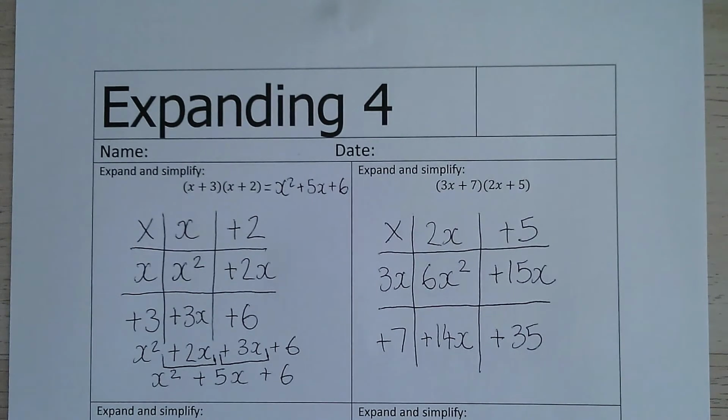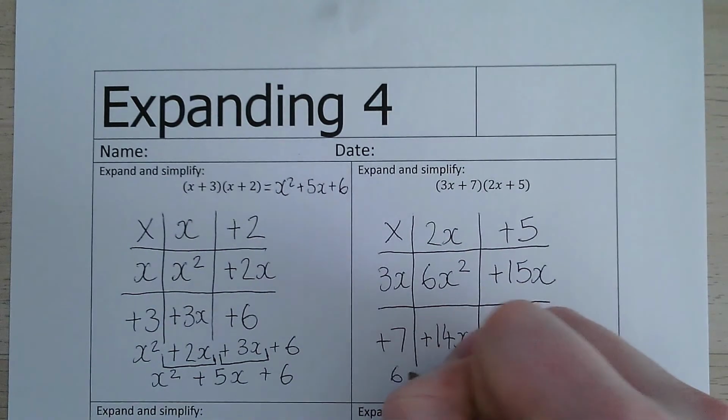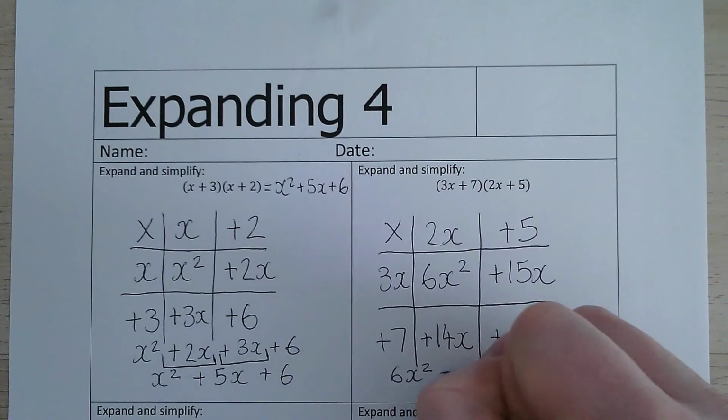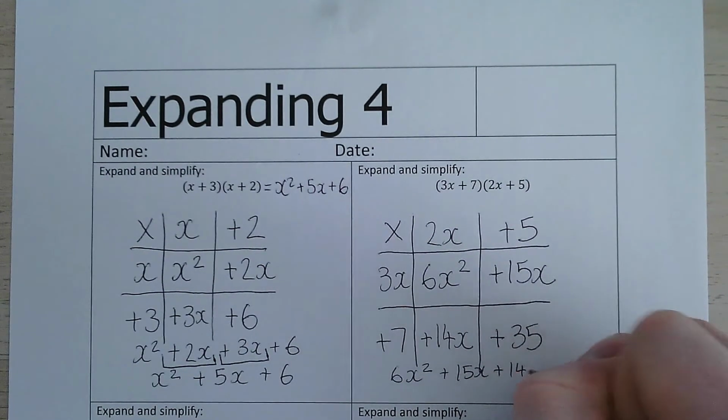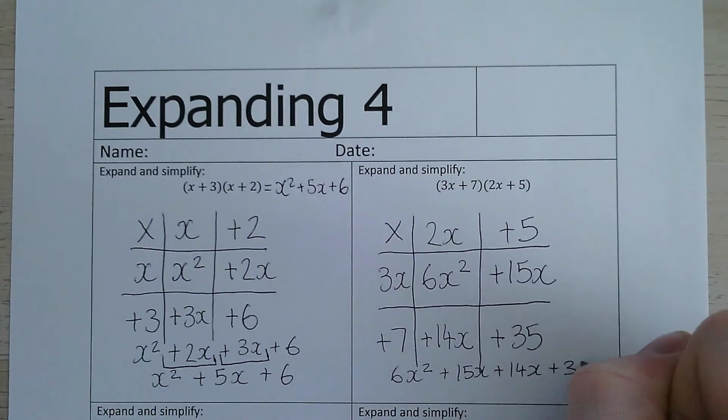Once we've finished multiplying, again, like in the last question, we need to write down the 4 terms we got as our answers down in a line underneath the grid method. So here we have 6x squared plus 15x plus 14x plus 35.